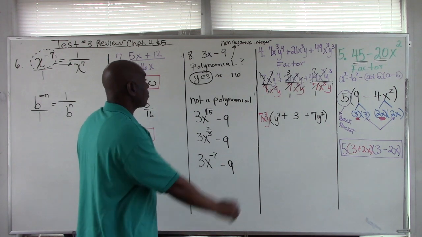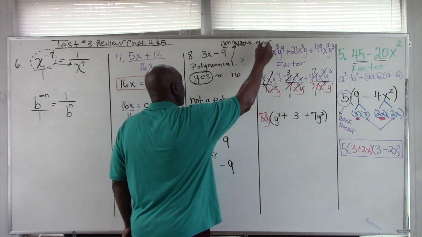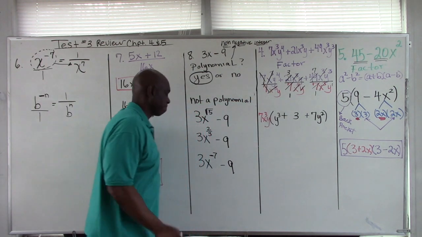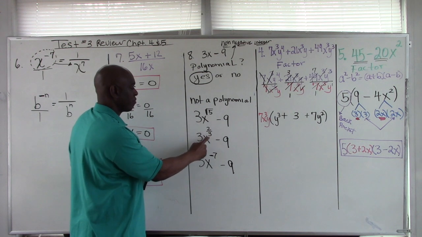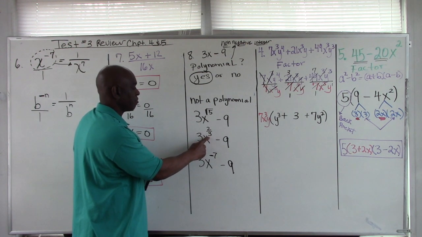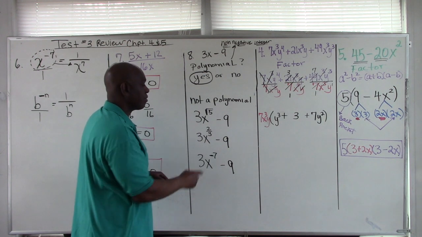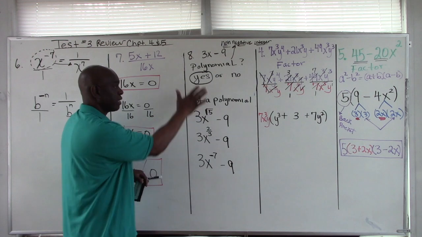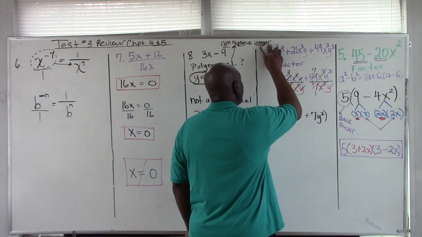The power has to be non-negative, and it has to be an integer. This is not an integer, this is not an integer, and this is not non-negative. That's why these are not polynomials. That's good. Alright. Number 9.